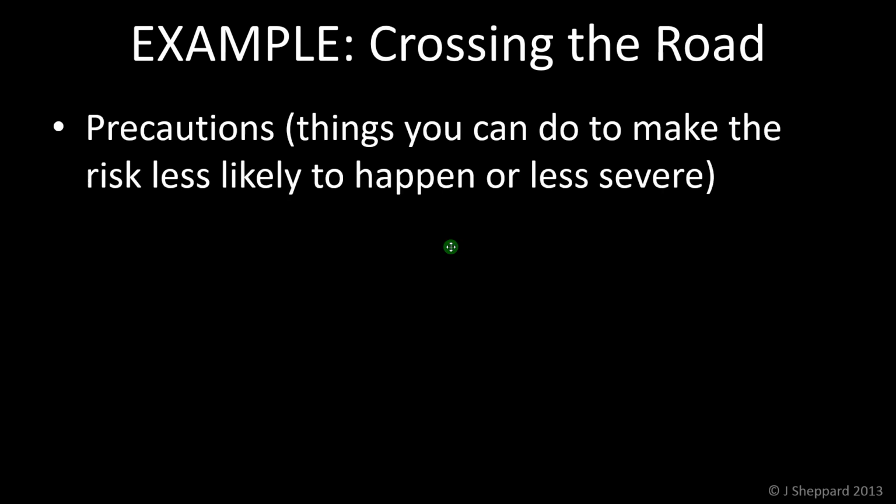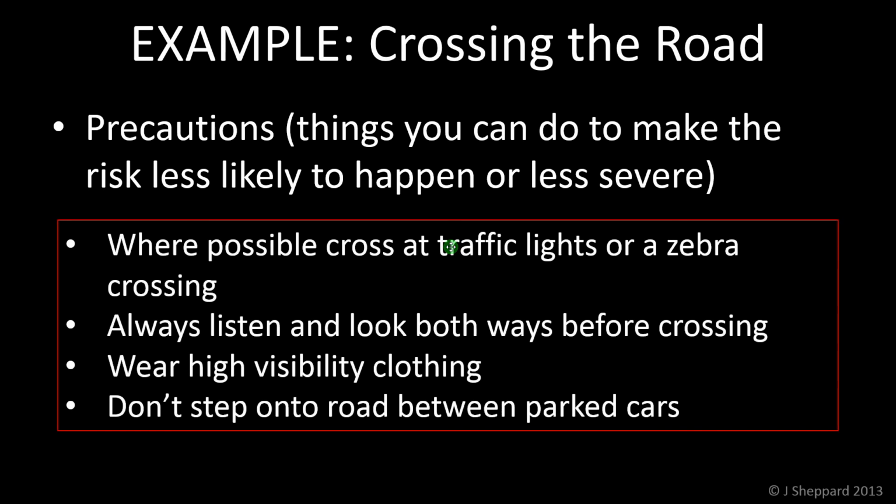Okay. And finally the precautions, and you can have more than one precaution for each hazard and risk. So the precautions you take when crossing the road, well, there are several, probably longer than this list, but here's some examples. So where possible, cross at traffic lights or a zebra crossing. That's obviously going to reduce your risk by the fact that drivers are going to be prepared to stop at traffic lights and zebra crossings.